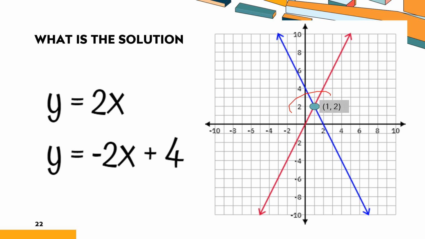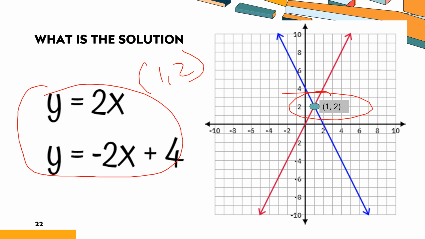So our solution here is (1, 2). On some of the problems in your work, you'll be given a graph and you just look where X marks the spot. And it's just that easy. Other times you'll be given a system like this. You have to graph it, and then you have to look for where those lines intersect.